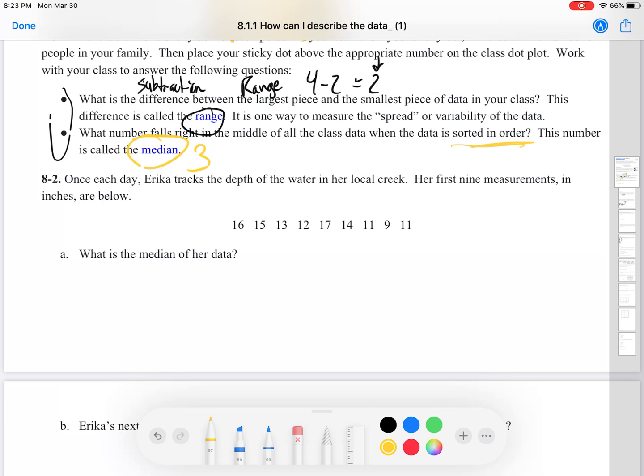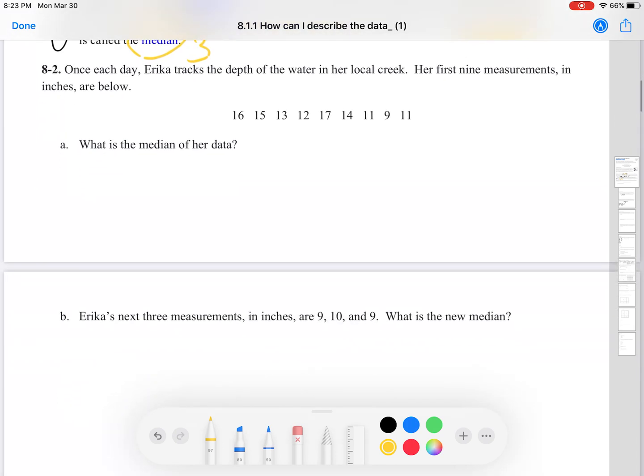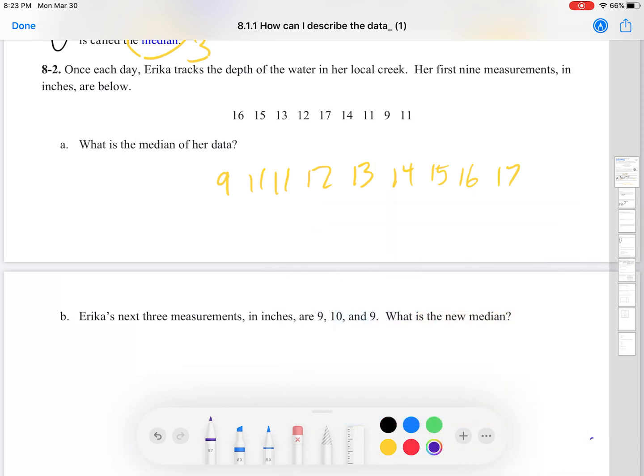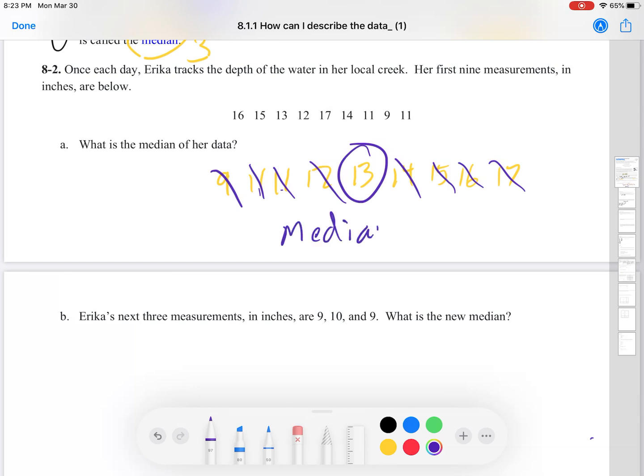Well, on my previous sheet here, I did already sort them out, and when I sorted them out, I had 9, 11, and you can check these: 11, 12, 13, 14, 15, 16, and 17. All in order, right? So if we want to find that middle number, let's cross them off until we get to that one. So I'm working my way to the middle to find that middle number. There it is, 13. So the median of her data is 13.